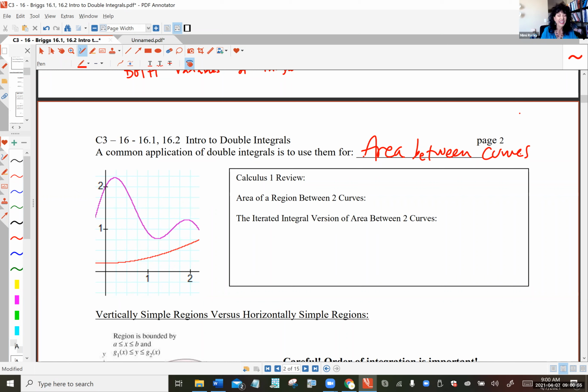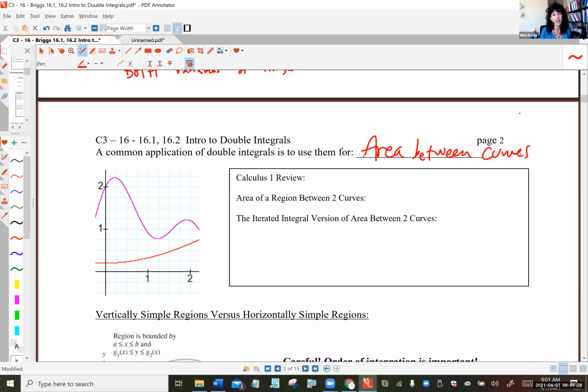Why the heck would I make it more complicated and describe an area between curves with a double integral? Like that's going backwards, like regressing. Well, the reason will become clear as this course progresses. So take this class and you'll see why. It's not that we're trying to make it complicated, it's we're boosting ourselves up to be able to use double integrals for more interesting things.